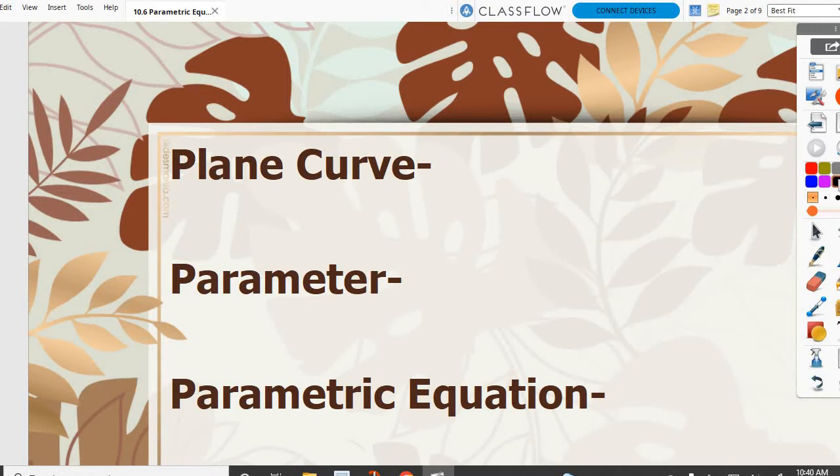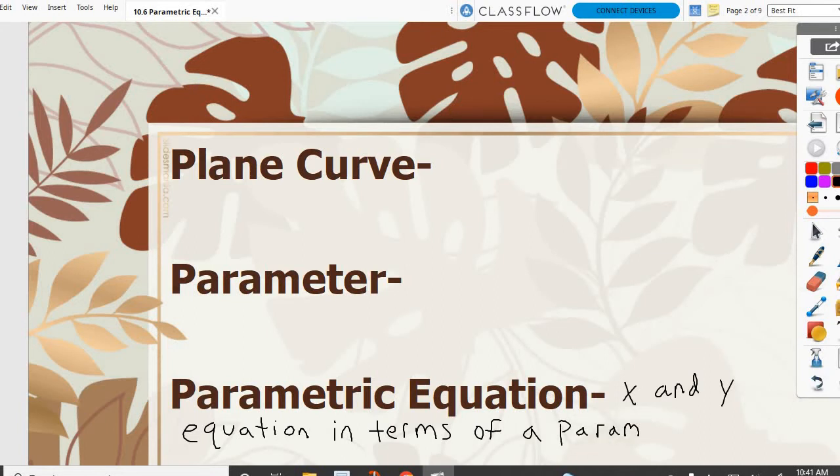A parametric equation is going to be an x and y equation. And they're both going to be in terms of a parameter, or basically a restriction or a guideline, and that parameter is going to be the third variable.